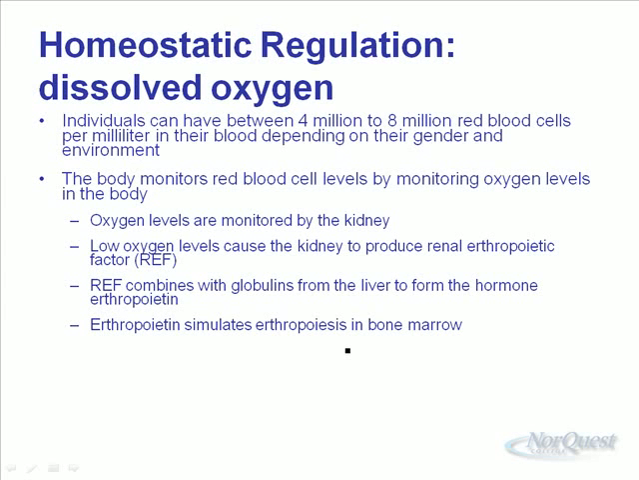If there's low oxygen levels in our body, it causes the kidney to produce renal erythropoietic factor, or REF. It combines with the globulins that are already present in our blood to form a hormone called erythropoietin. Erythropoietin stimulates erythropoiesis, or the generation of red blood cells in bone marrow. So generate red blood cells, or erythrocytes.